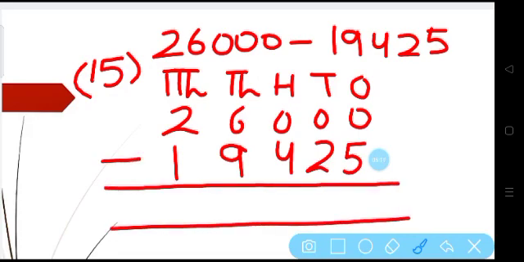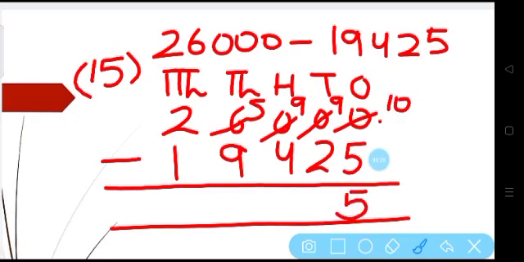So here you can see it is 0. So we have to borrow from 6. 6 will become 5. This 0 will become 9. This 0 will become 9. And this 0 will become 10. So 10 minus 5 will be equal to 5. 9 minus 2 will be equal to 7. 9 minus 4 will be equal to 5.